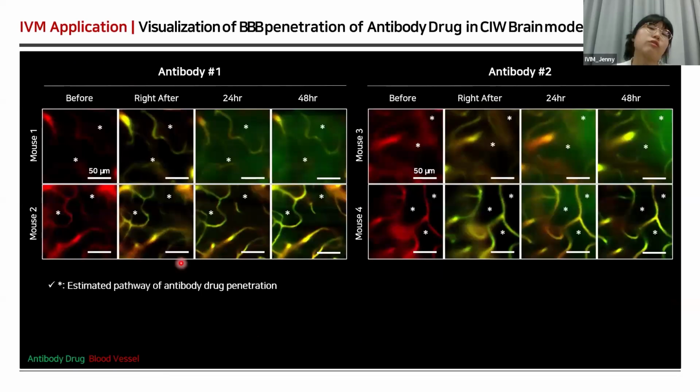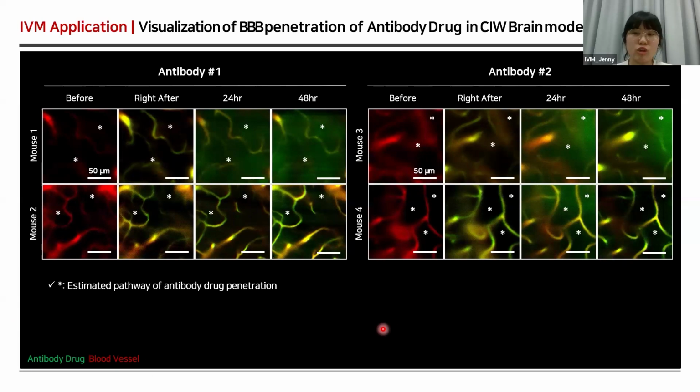So here are the results from the experiment. The antibody drugs were labeled with green fluorescence, while the blood vessels were visualized with red fluorescence. Although there were some variations between the animals, antibody fluorescence signals were observed in the brain tissue at 24 and 48 hours post-injection for both antibody drugs.